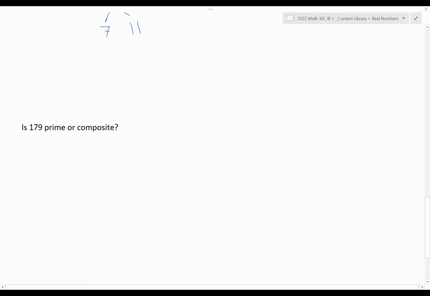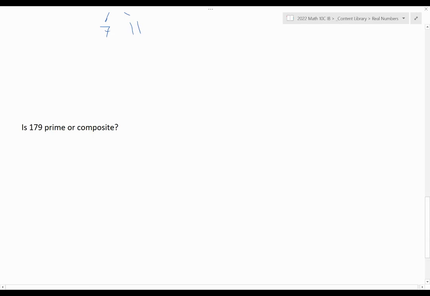Because if a number is divisible, well, basically every factor comes in pairs, right? 10 is divisible by 2, but it's also divisible by 5 because it's divisible by 2 times 5. The square root of 10 would be slightly more than 3. One of those factors, 2, is less than the square root, and the other factor, 5, is greater than the square root. So for every factor less than the square root, there's a corresponding factor greater than the square root.